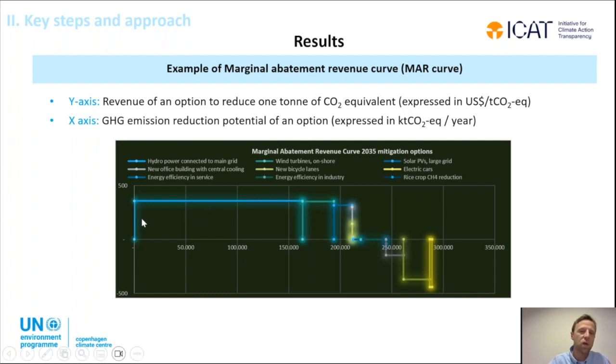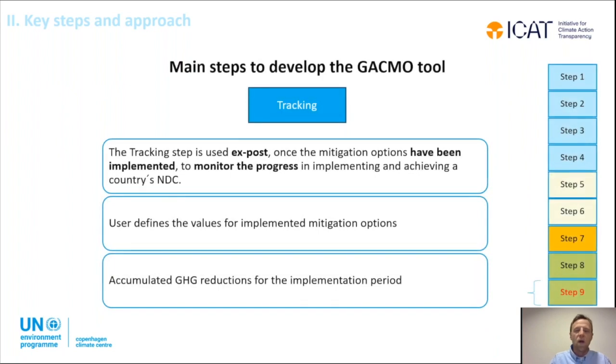Finally, these graphs also allow the user to compare the different options in terms of cost effectiveness to reduce a certain amount of GHG emissions. So to finalize the description of the different steps, we have then the last step, step 9, as I have mentioned, which is a special step, so to speak, as it is usually used exposed by the user. And in this step, the user can monitor the implementation of specific mitigation options and also follow the progress in achieving specific GHG emission targets related to those mitigation options or related to a set of mitigation options.